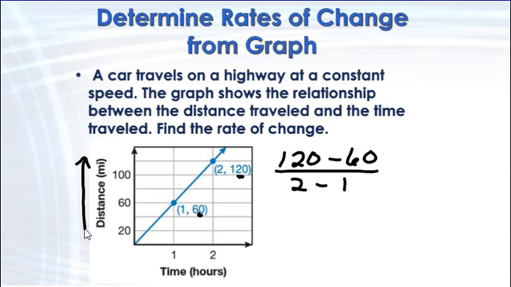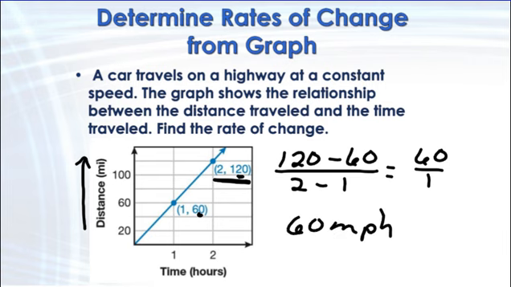You got to make sure that you use the same order, like if you choose from this first point, you make sure the 120 is first and the 2 is first. If you switch them up a little bit, then you're not going to get the correct rate of change. 120 minus 60 is 60. 2 minus 1 is 1. So they would be going at a rate of 60 miles per hour.